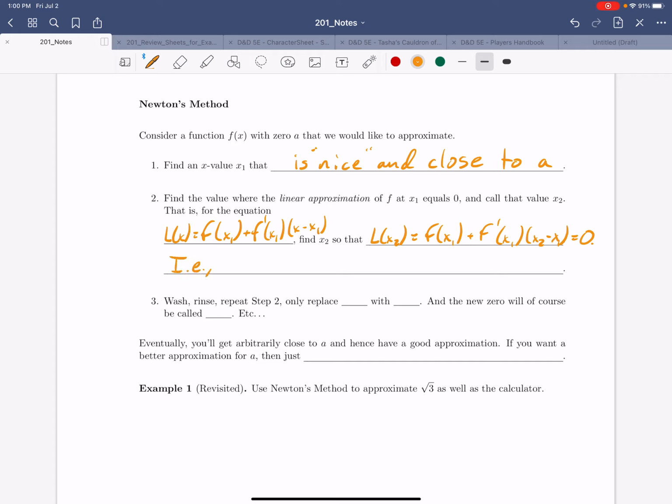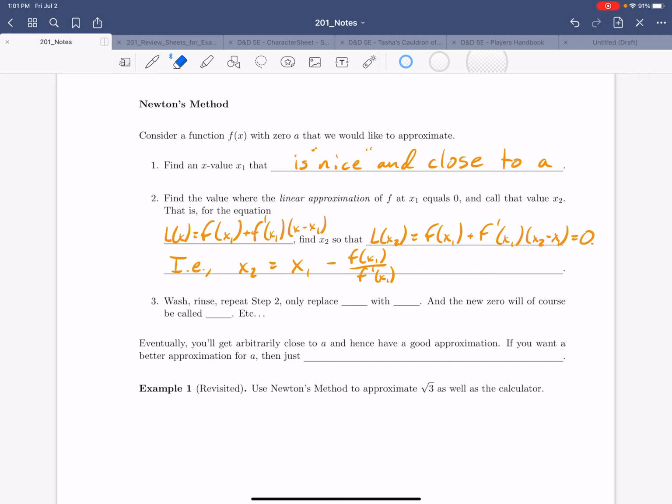Well, if you solve out for x2, right, subtract f of x1, divide by f prime of x1, and then add x1 to the other side, you get that x2 equals x1 minus f of x1 divided by f prime of x1. Okay, that's the formula.